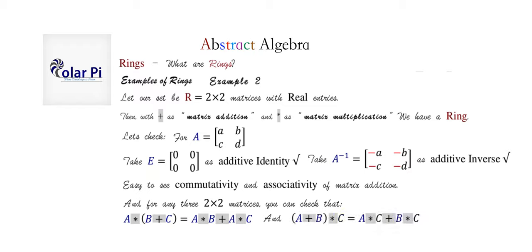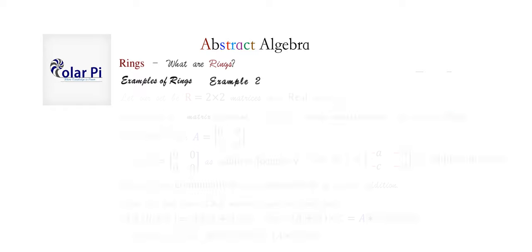And the additional requirement for a ring is to check that star, in this case 2 by 2 matrix multiplication, is associative, and it in fact is. 2 by 2 matrix multiplication is not commutative, as matrix multiplication is not typically commutative, but it is associative. Yeah? Okay, cool. And on to our final example.